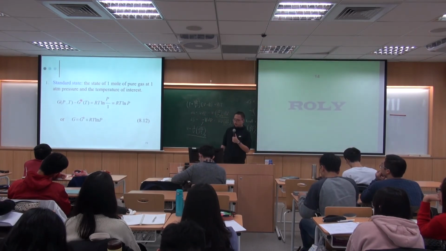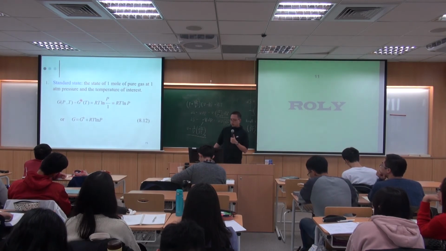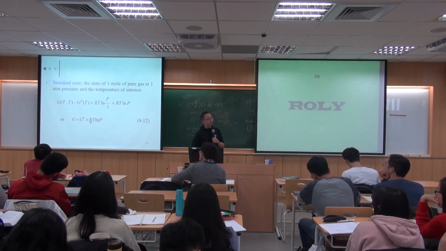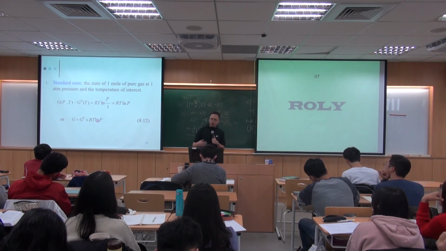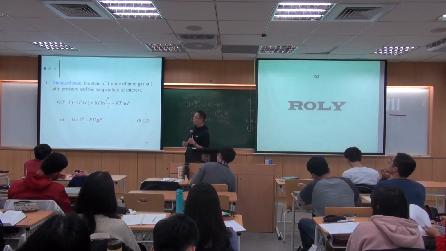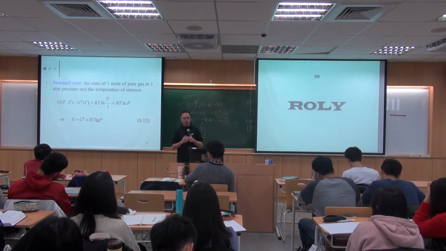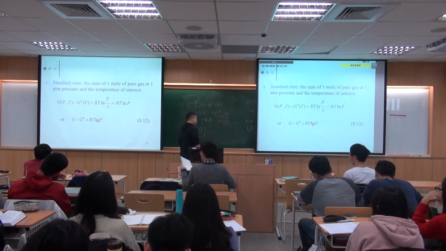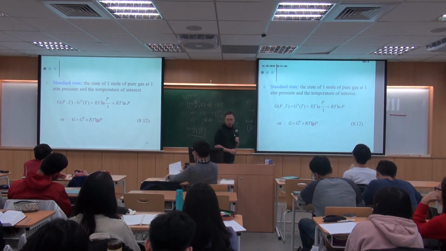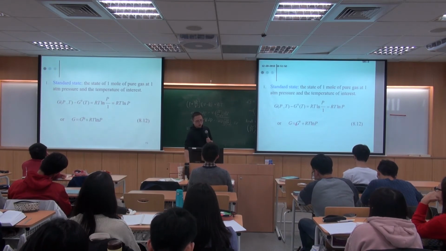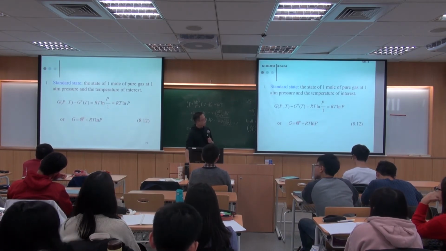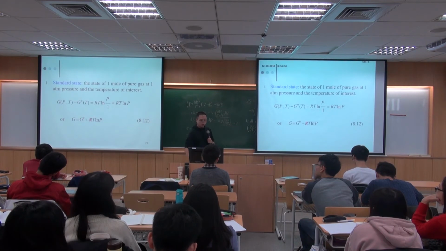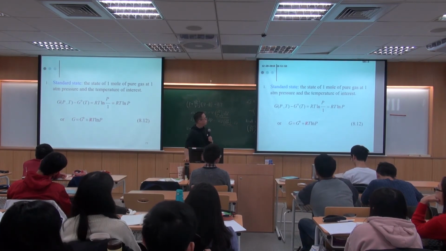So eventually, the Gibbs free energy is the standard Gibbs free energy plus this RT log P, right? Because you're calculating the change from 1 atm to a certain pressure P. And we know that log 1 is 0. So eventually, this is an expression that you will typically see. So G naught means that this is the condition at 1 atm, and if you change the pressure to some certain value, this is the difference that you will see.